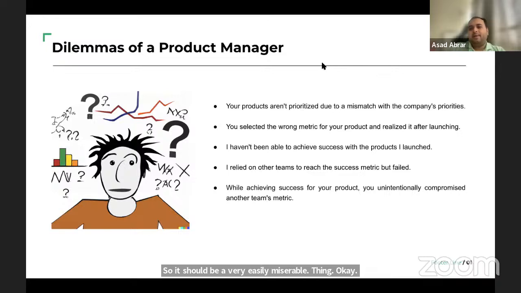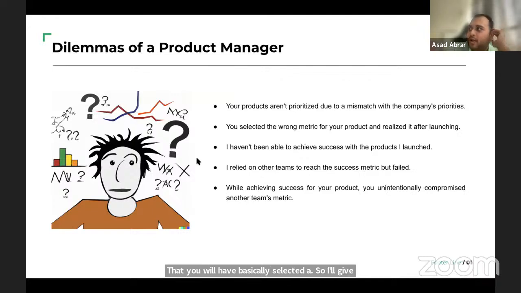So here are some fundamental dilemmas of a product manager. Your products aren't prioritized due to mismatch with the company's priorities. If you don't have the right metric, then your product would not be prioritized. You can also select the wrong metric for your product and realize it only after launching.